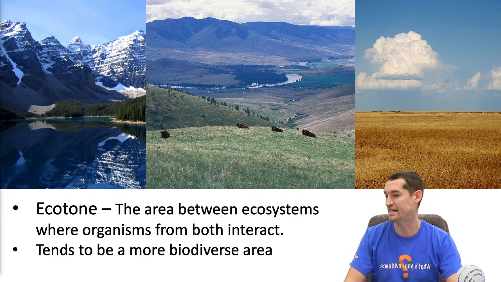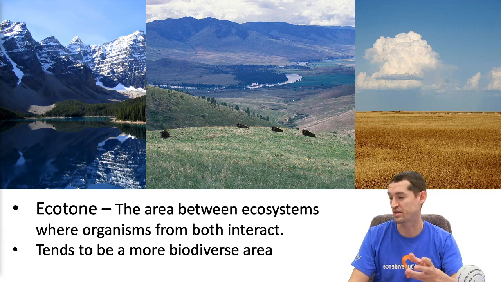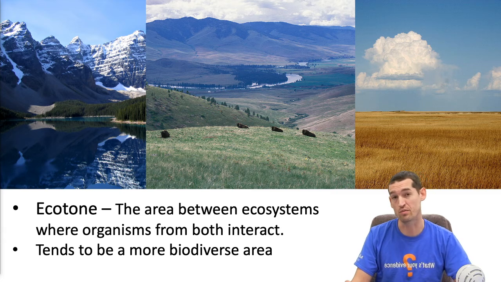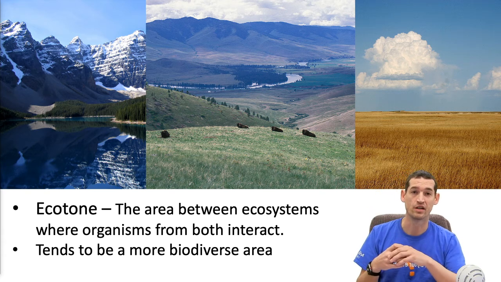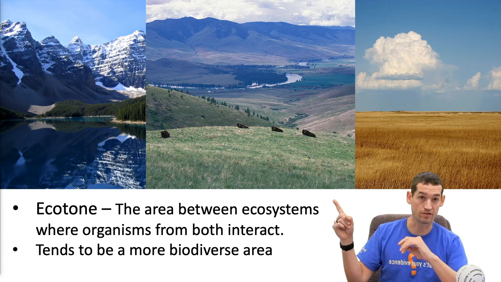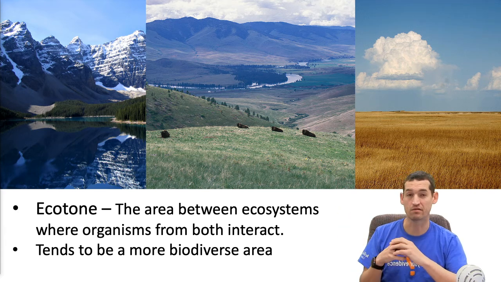We call that an ecotone. So this is the area between ecosystems where organisms from both of those ecosystems can interact. And it tends to be a little bit more biodiverse area because you can get some species from both. You can have some of the grassland species, whether that's the plant life, the animal life, all of those things can also live in the foothills. Maybe not as well, depending on the species, but they can exist there.